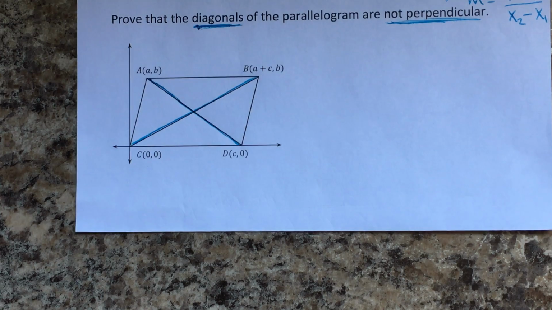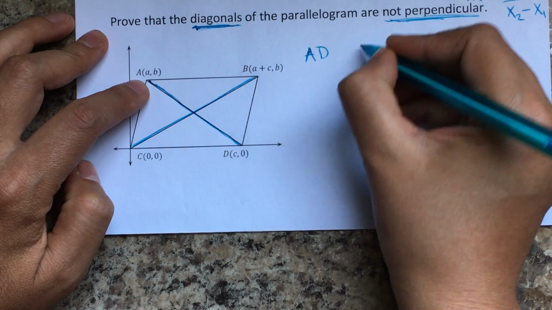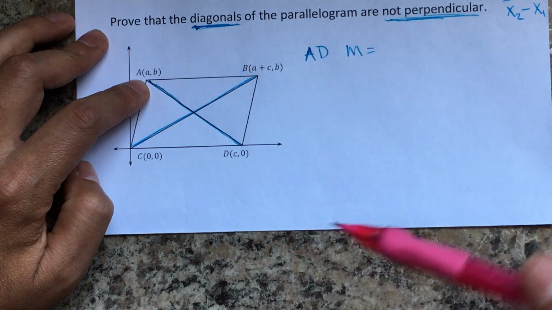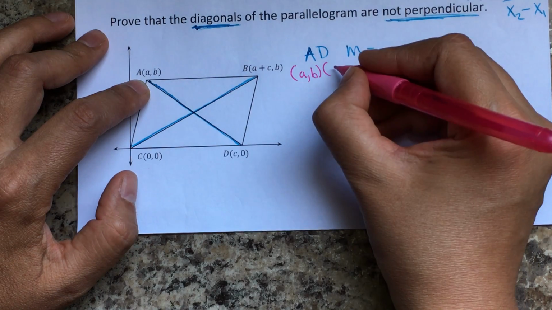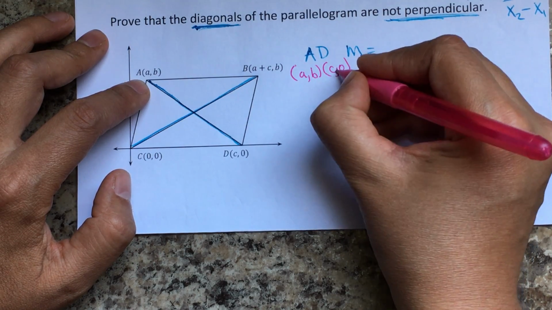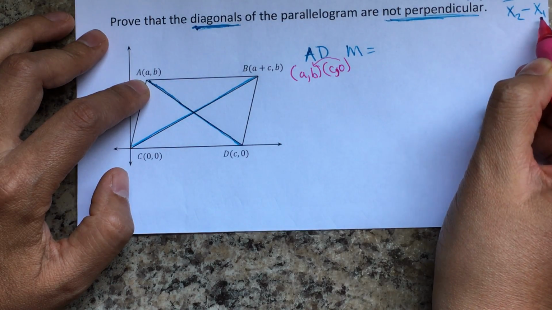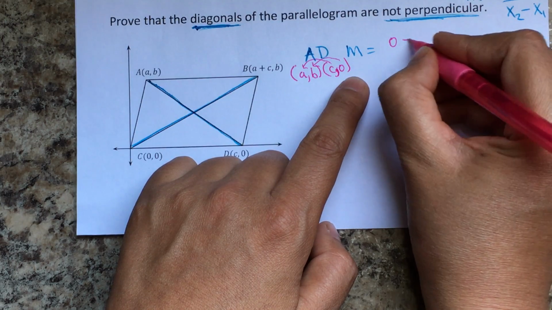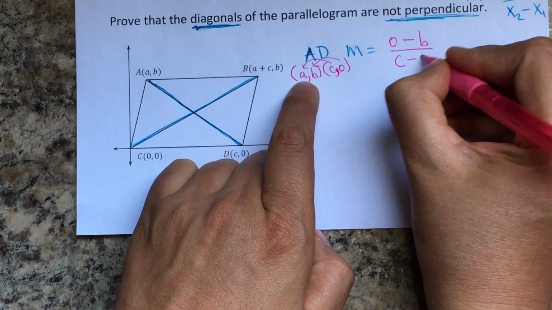Okay, so let's begin with AD. So the slope for AD, we're going to use that formula, y2 minus y1 over x2 minus x1. So I'm going to put the coordinates in here, and then D is (C, 0). And then y2 minus y1, so these two, okay? And then x2 minus x1, these two. And so that's 0 minus B over C minus A.